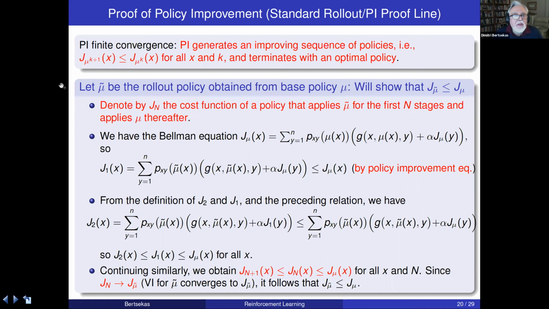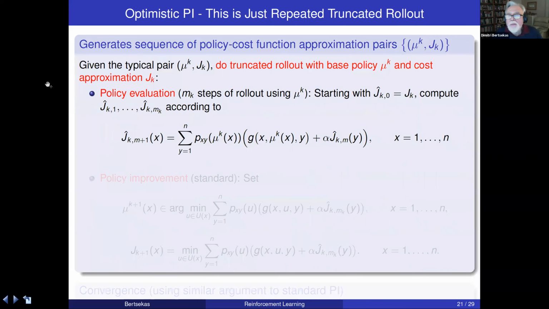And here's one that we're going to discuss right now, optimistic policy iteration. Now, just as exact policy iteration for a single, the very first iteration is rollout, optimistic policy iteration consists of truncated rollout. Just as policy iteration consists of repeated rollout, optimistic policy iteration consists of repeated truncated rollout, whereby the rollout is for a given number of steps and then a terminal cost function approximation is used.